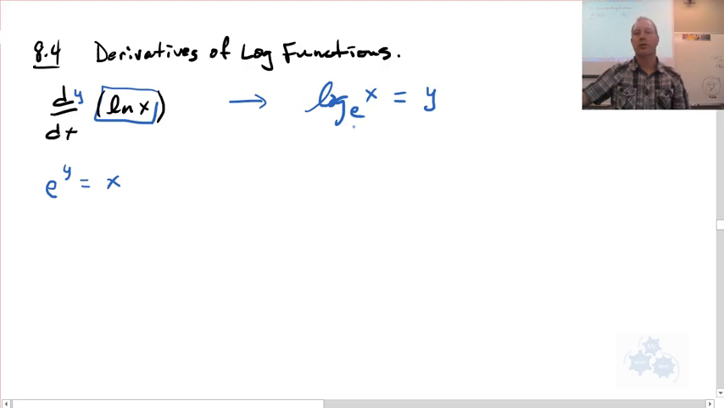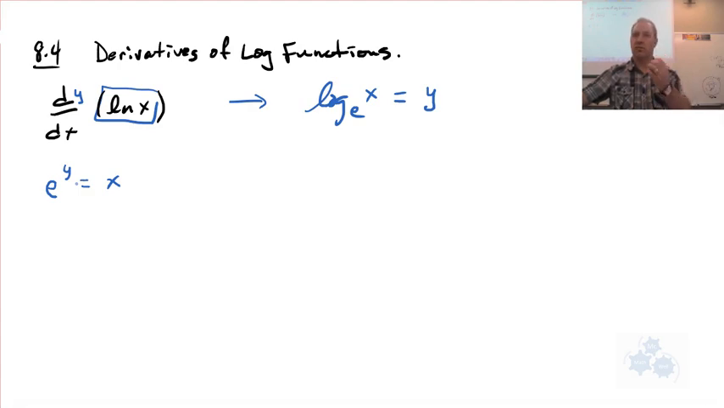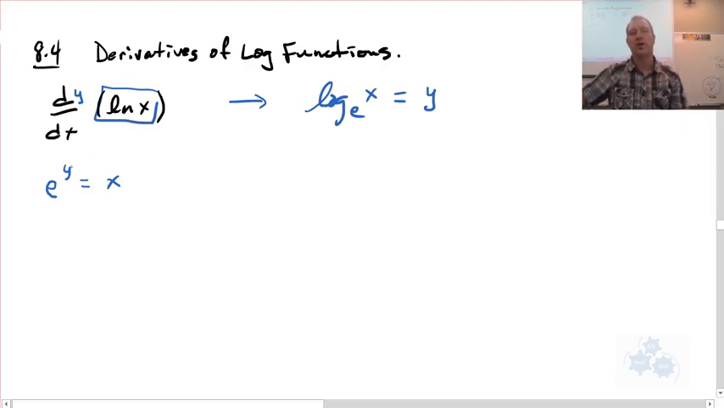Now why is that important? You're going to see how really simple this is, because knowing what we know about e now, remember the derivative of e to some power is the derivative of itself. It's itself. But you've got to remember the chain rule if it's not x.